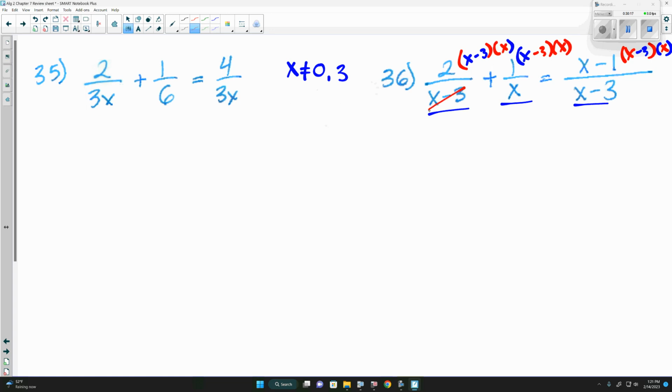Because the first one here, the x minus 3 and x minus 3 would cancel. The middle one, the x and x would cancel. And the last one, the x minus 3 and x minus 3 would. Nope. Since it only appears once, we only need it once. Now, if it had two of them, we would need it twice.